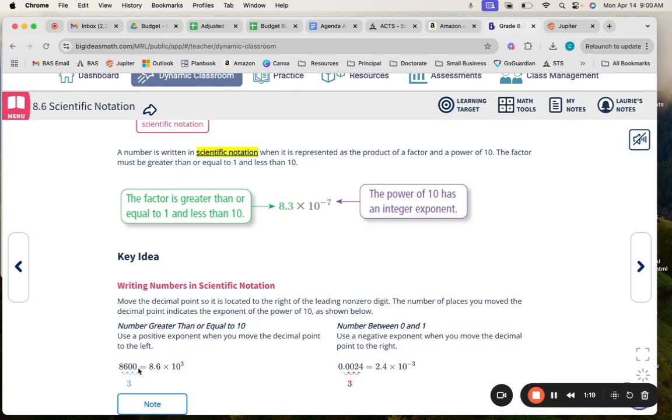To turn it into scientific notation, you move to the left until you only have one number in front of the decimal. So then this becomes 8.6, and then you have 3 place values that you had moved the decimal, so that becomes your exponent.